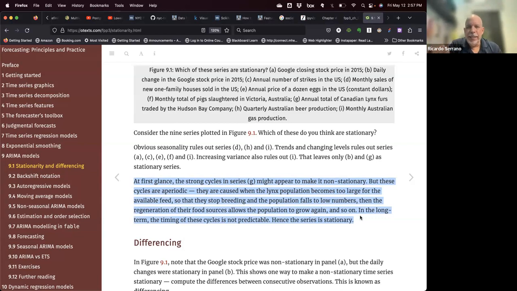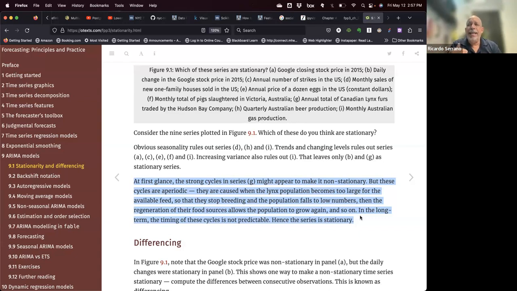In other words, they don't have a defined period. They are caused when the lynx population becomes too large for the available feed, so they stop breeding and the population falls to low numbers. So that cyclical pattern is caused by something that is not seasonal. When you're talking about seasonal, you're talking about regular periods: yearly, monthly, weekly, daily, etc. A seasonal pattern has a periodicity, so it goes up and down at regular intervals.